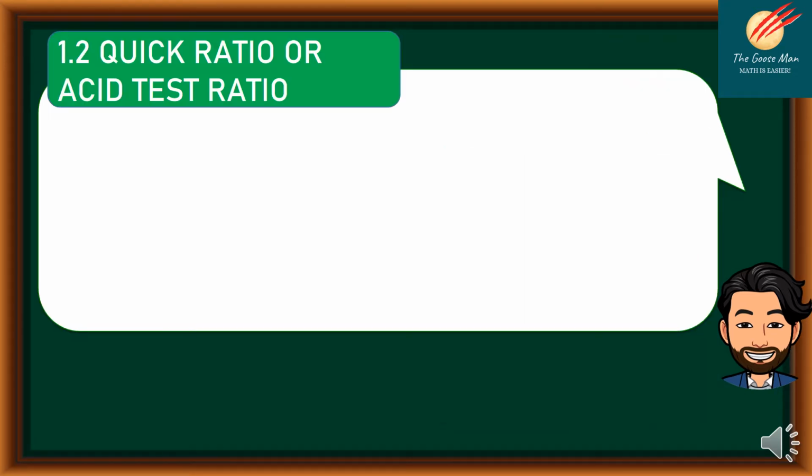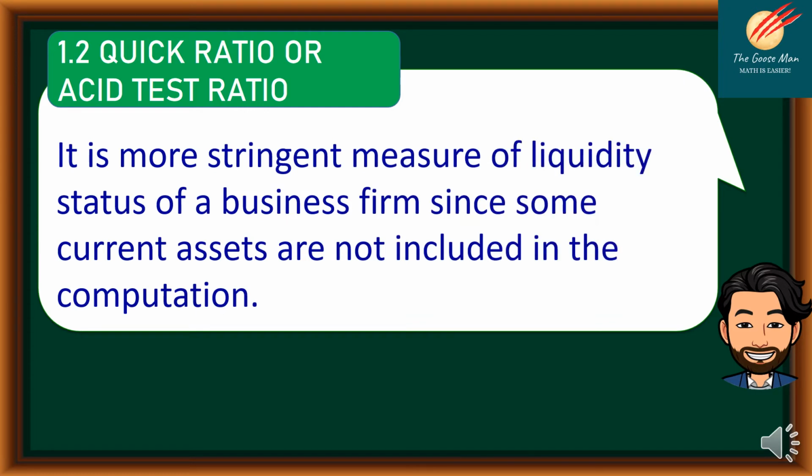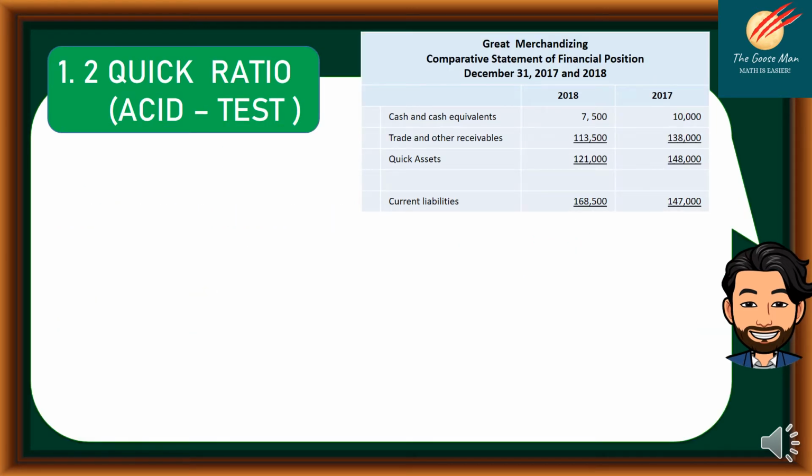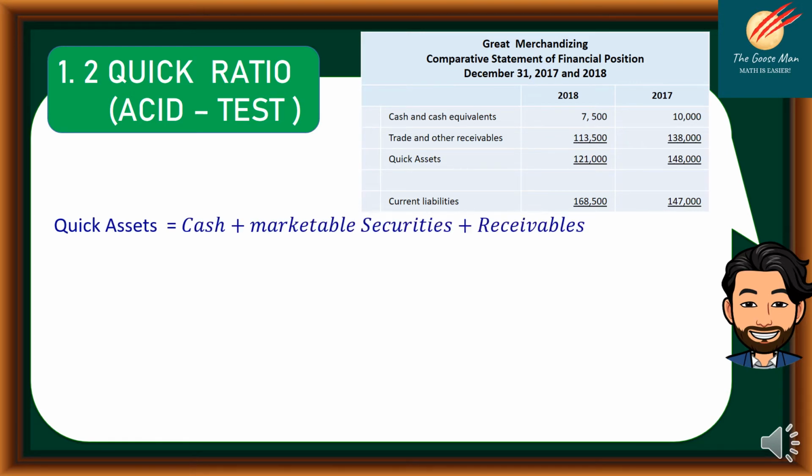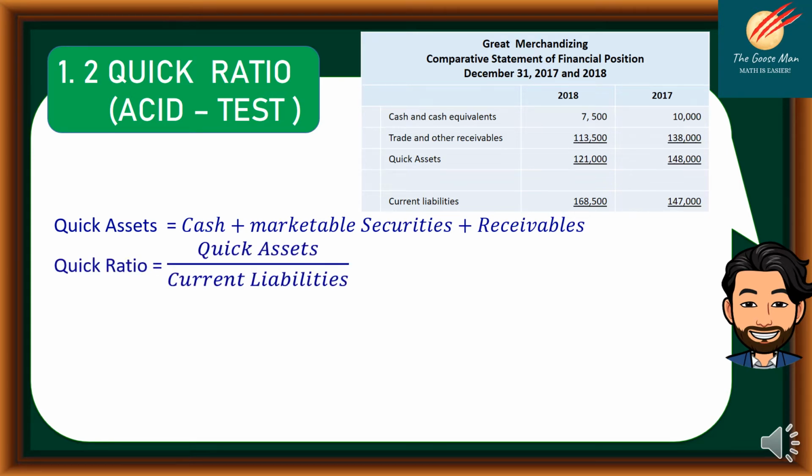Let's move on to quick ratio or acid test ratio. It is a more stringent measure of liquidity status of a business firm since some current assets are not included in the computation. So let's use again the Great Merchandising Comparative Statement of Financial Position. So again, if we will recall, quick assets is equal to cash plus marketable securities plus receivable.